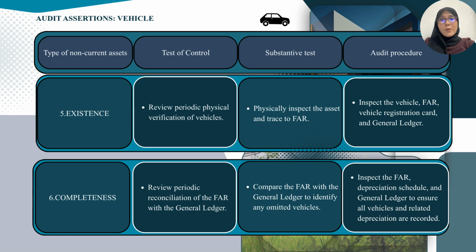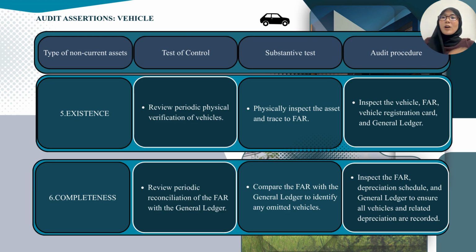On this slide, I will explain existence and completeness. For existence, the auditor will review periodic physical verification of vehicles and physically inspect the asset and trace to FAR. And the last one, inspect the vehicle, FAR, vehicle registration card and general ledger. For example, the auditor physically inspects a company van and matches its registration number with the fixed asset register.